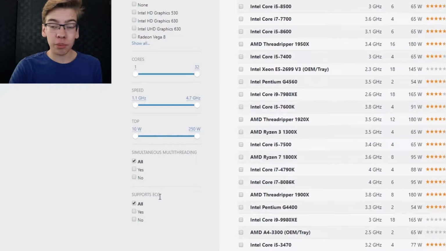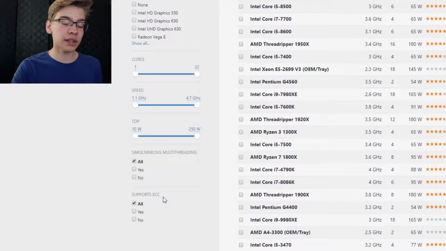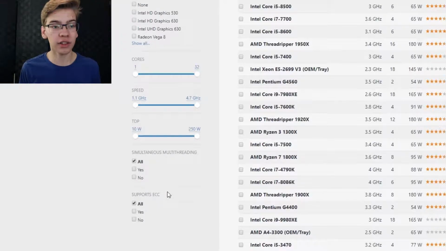This connects with motherboards, where certain motherboards are rated to take certain amounts of heat. So if you have a 200 watt CPU for heat, and you have a 100 watt TDP motherboard, it's probably gonna overheat, so don't do that. Supports ECC. This has to do with error correcting code RAM, so that's only if you want ECC RAM do you need this in a CPU, and generally you're not going to be using this, so we can ignore that.